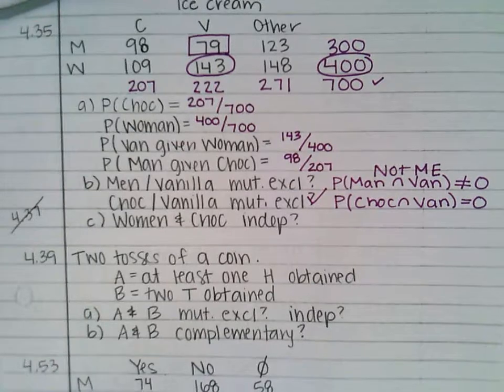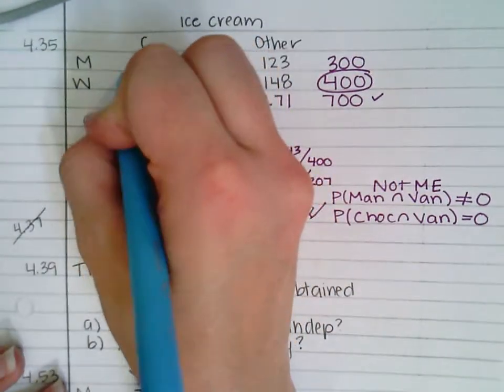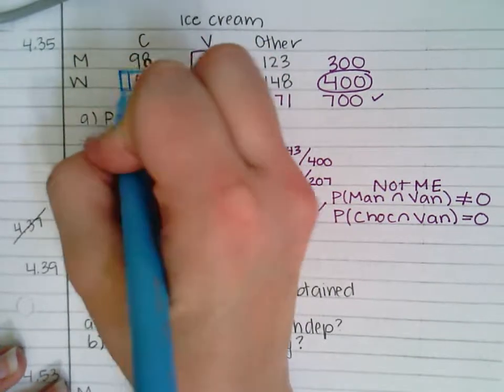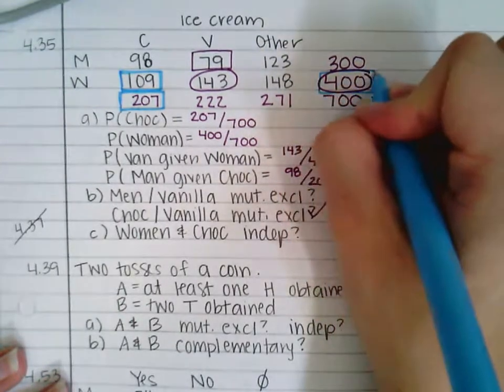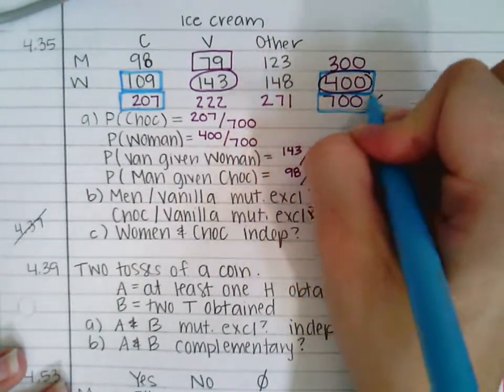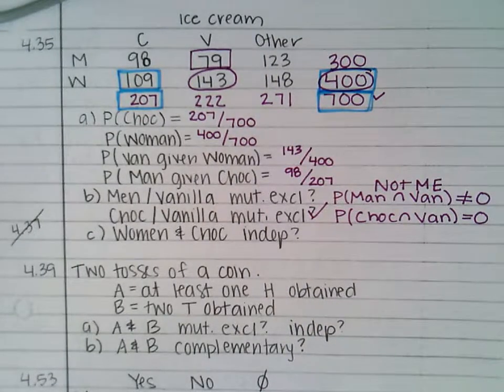Now, if I want to think about independence, independence is actually something completely different. Independence is, does it matter that you're a woman that you like chocolate? And does it matter if you're a man that you like vanilla? How we're going to check that is I want to make sure that this proportion here is the same as this proportion here. Because if it is, then it doesn't matter that you're in that category first. Your proportion's the same no matter what.